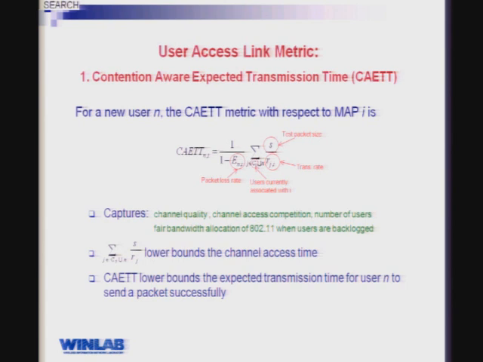And channel error may fail the transmission and some packets may get retransmitted. So given the packet error rate E and I, the 1/(1-ni) represents the average number of retransmissions. So combining these factors together, CAETT lower bounds the expected transmission time for user N to send a packet successfully.